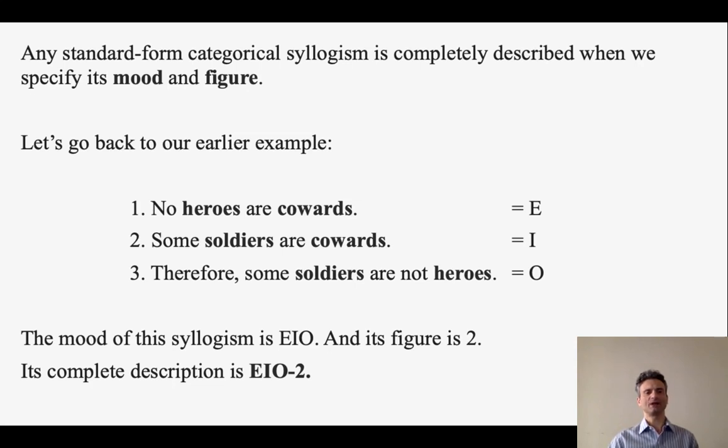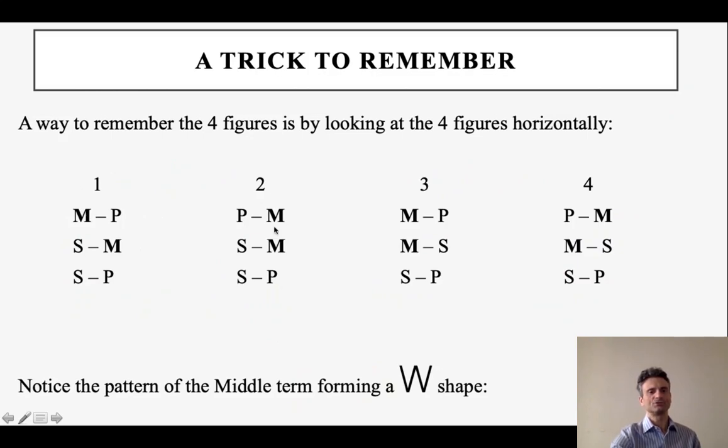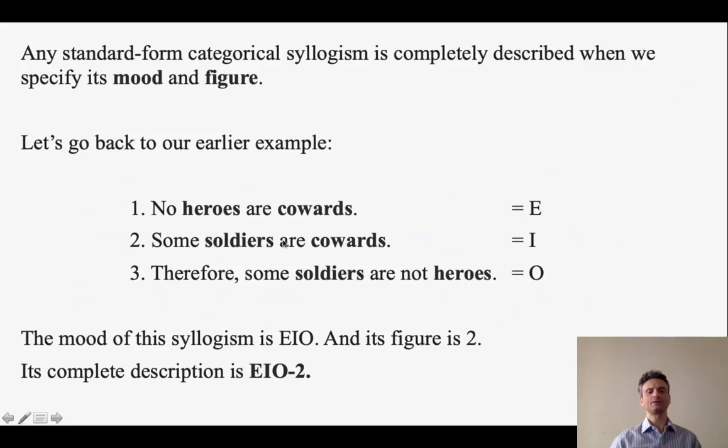So let's go back to an example. For example, no heroes are cowards. Some soldiers are cowards. And therefore, some soldiers are not heroes. Okay, so to fully describe this syllogism, we say that it's an EIO 2. Why 2? Because, remember, the middle term, this would be number 1, this would be number 2. And then 3 is going to be here. Since the middle term cowards occurs as the predicate term in the major and the minor, we have figure number 2. You remember? This is 1, and this is 2. Okay, so we have an EIO 2.